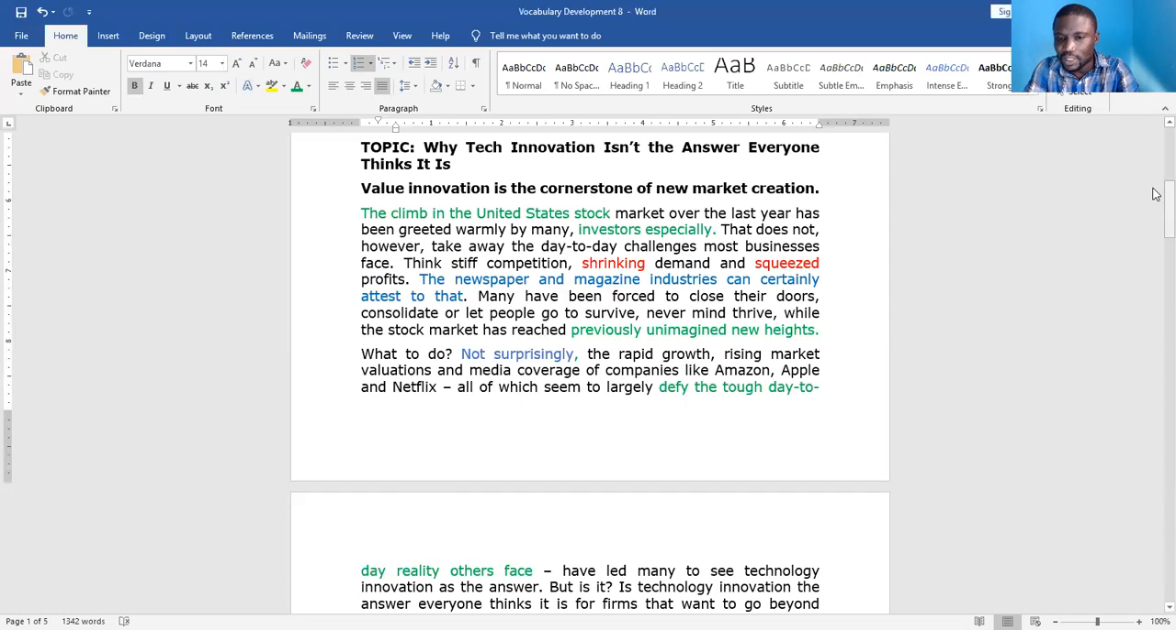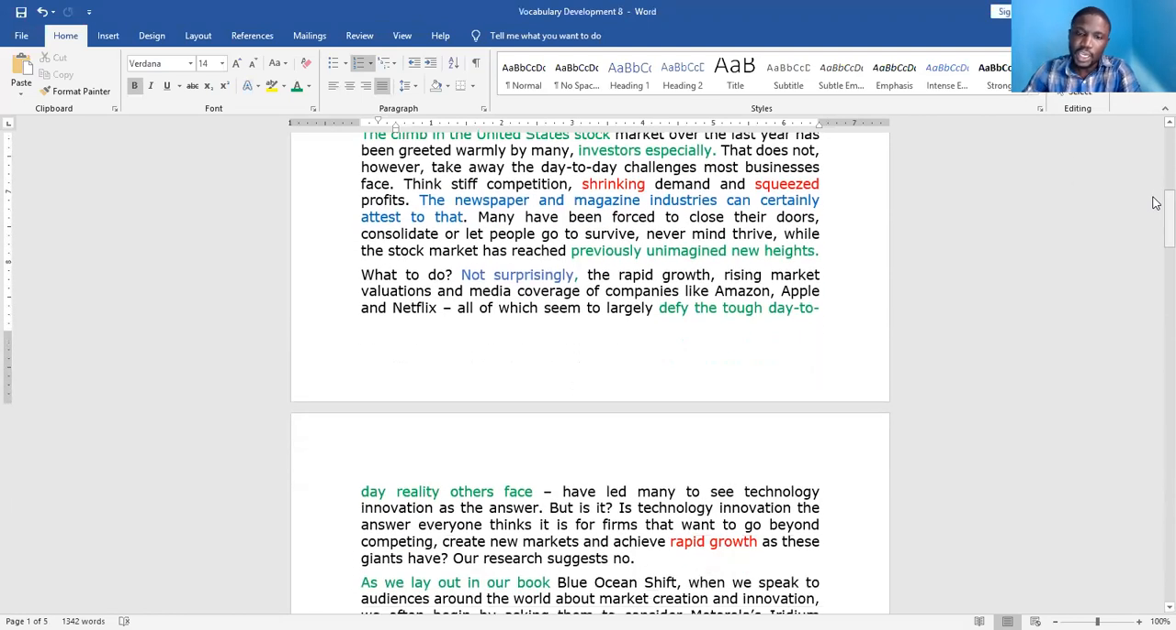Yeah, I recommend this journal for those who are doing academic writing, for the writing task where you analyze graphs and charts. Okay, now, the newspaper and magazine industries can certainly attest to that. Instead of saying, for example, the newspaper and the magazine industry has witnessed this, it said the newspaper and magazine industries can certainly attest to that. Okay, I usually say you can use a typical case is that of the magazine and newspaper industry.